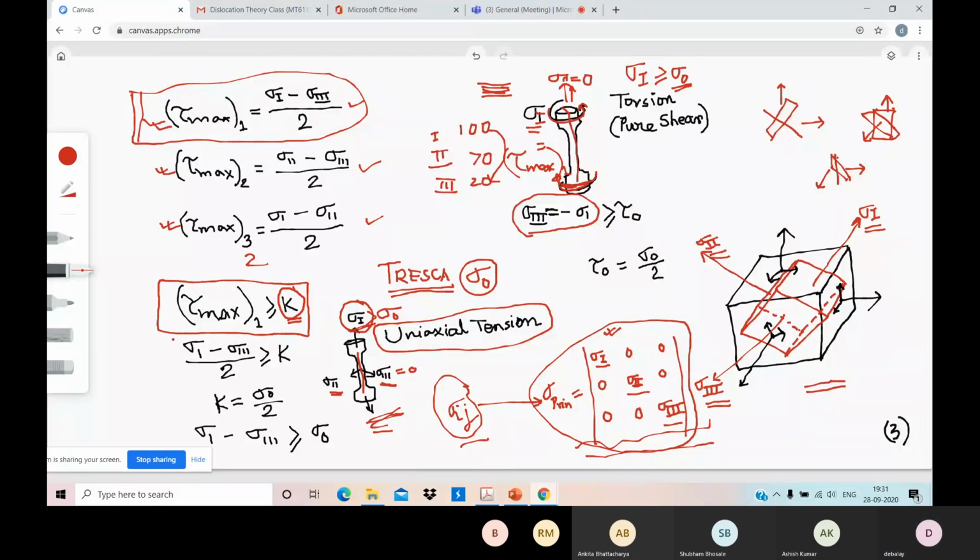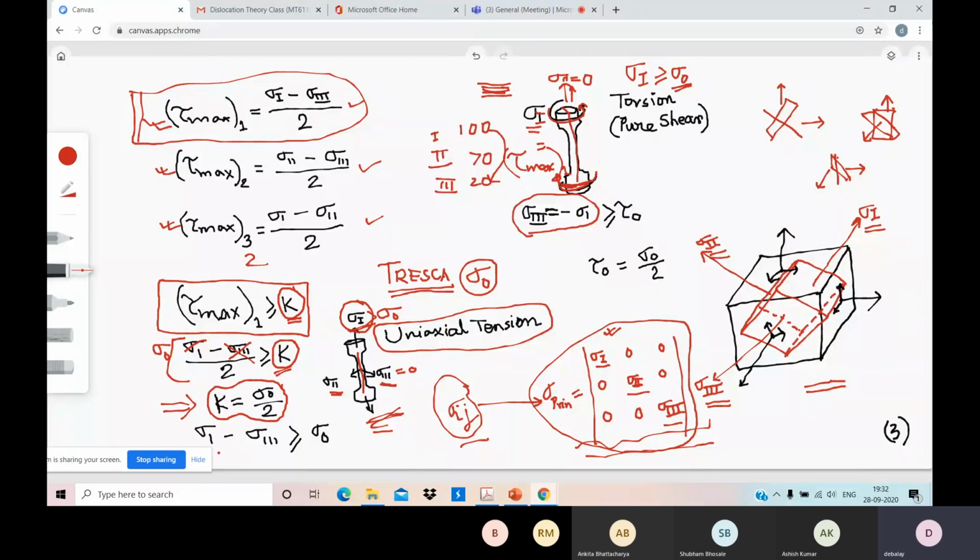So converting this expression, we can write (sigma 1 minus sigma 3) by 2 should be greater than or equal to K. Apply the most simplest loading condition, uniaxial tension. When yielding occurs under uniaxial tension, when sigma 1 exceeds sigma naught. So in place of sigma 1, if you write sigma naught, you know in tension sigma 3 is 0. You cross this term. So what is the value of K that you get? Value of K is a constant, and the value of K is sigma naught by 2.